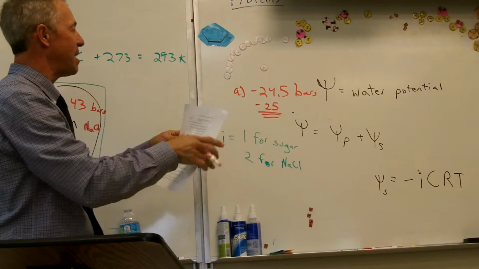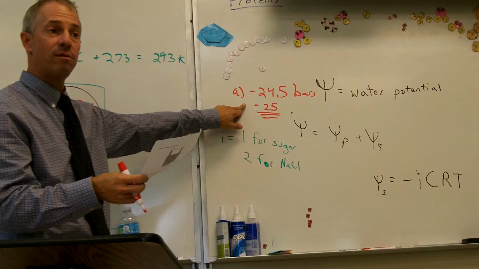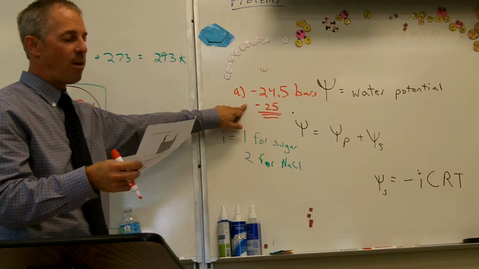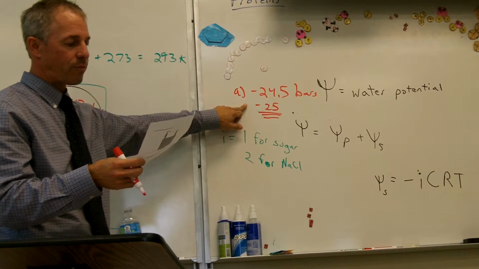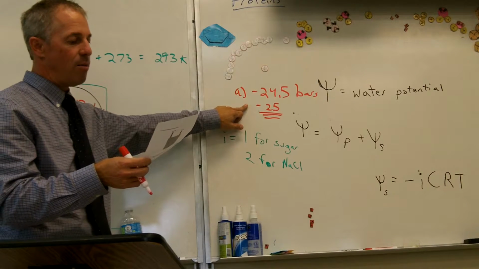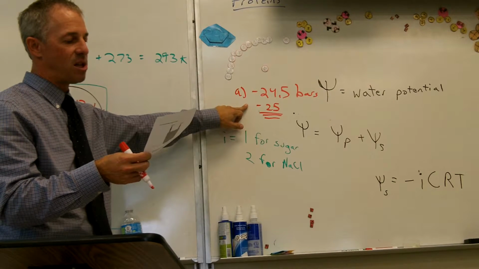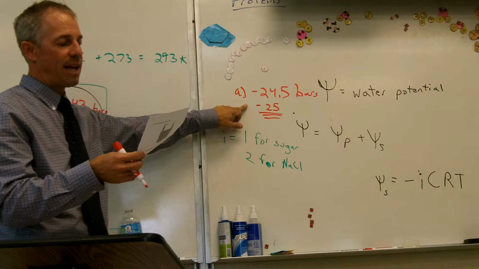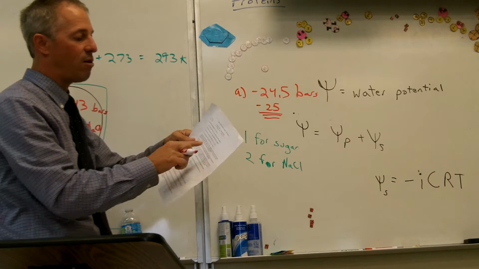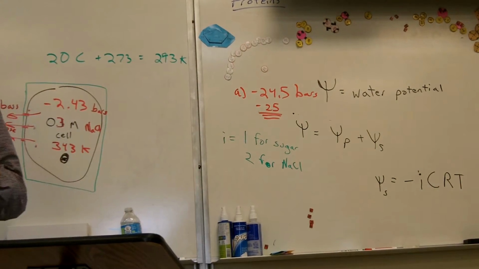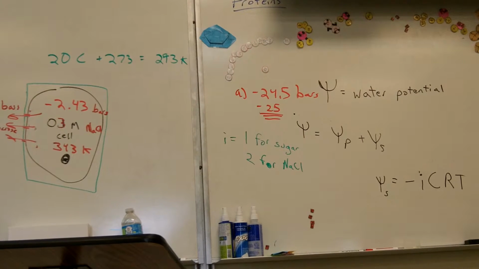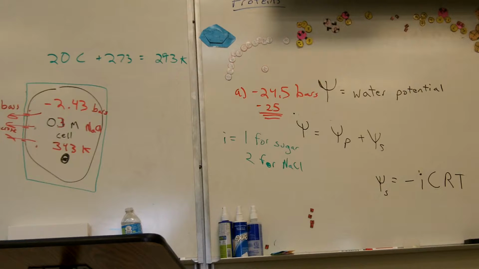Okay, let's skip all the way down. Did everybody get negative 25? Yes. Let's skip all the way down to D. Do letter D. 0.3 molar NaCl solution at 283 K at high altitude. Now they've thrown in a pressure potential. So you have to add the pressure potential in when you get your final answer. D.